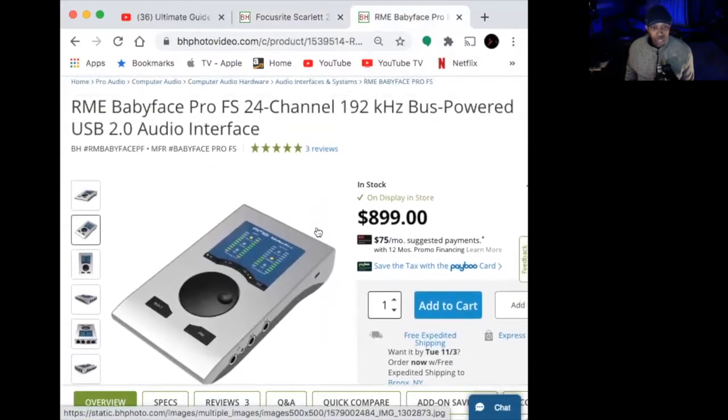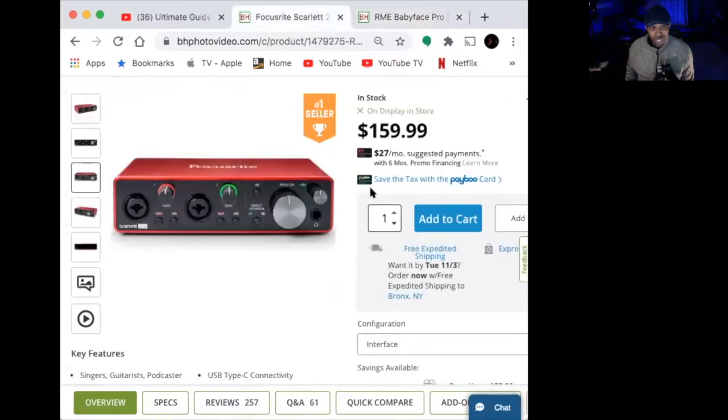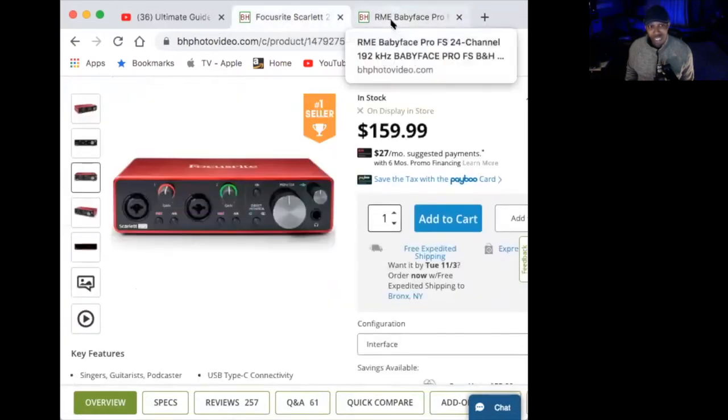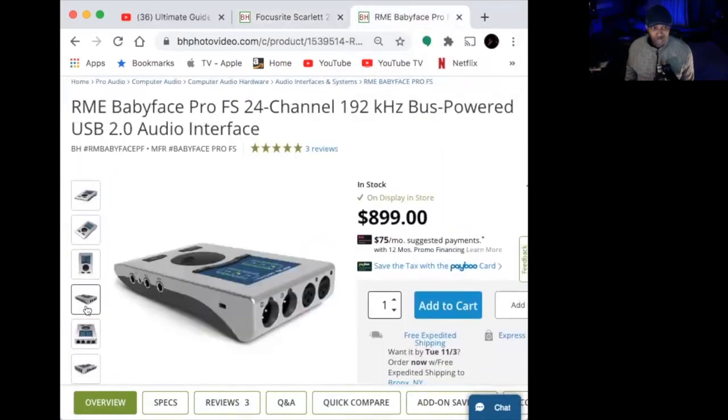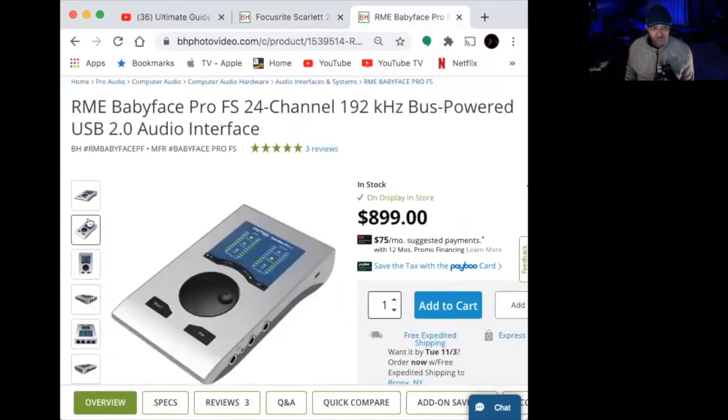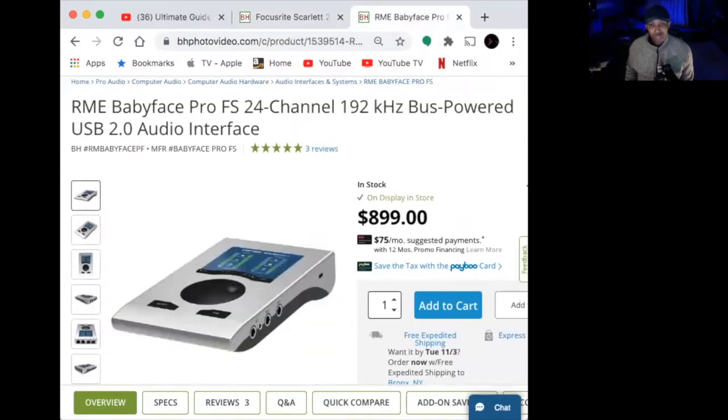This is an RME Babyface, but this is $800. This is $900. This is $150, $160. This has 2 inputs, right? This has 2 outputs. What's the difference? Well, the difference is the quality.